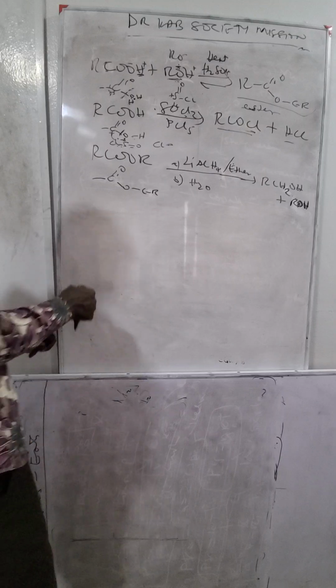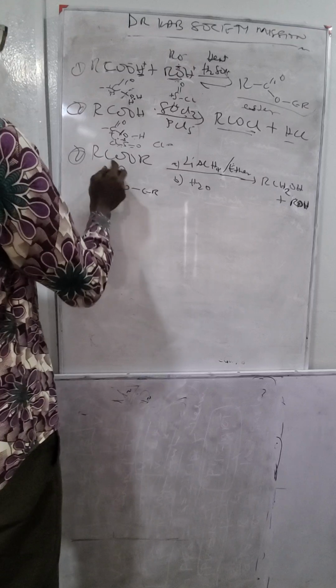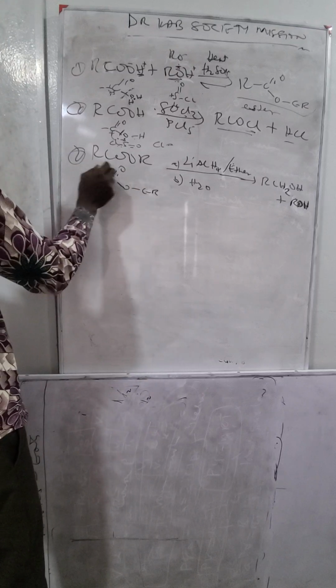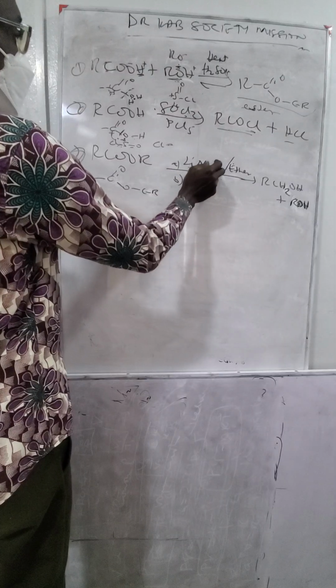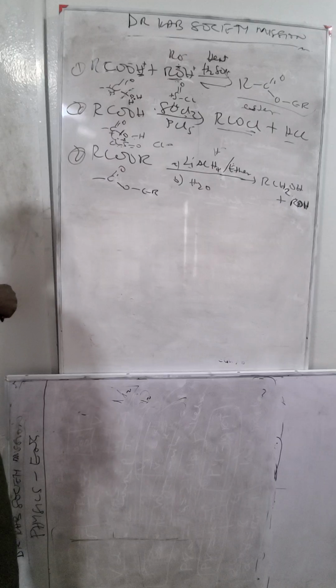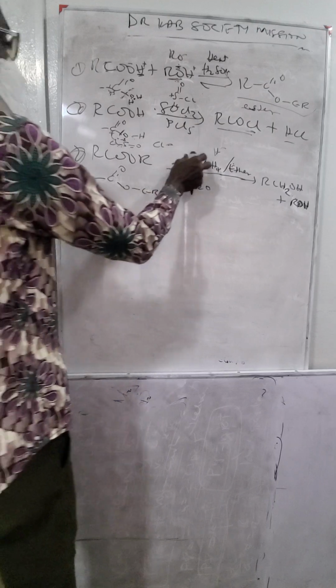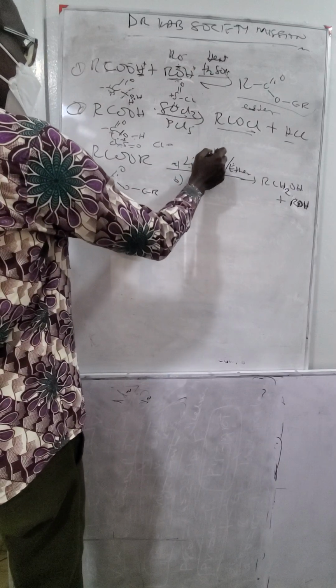So let's look at the next one. So this one, these two, the next one. Here we have the ester. Now look at this lithium aluminum hydride. This hydride is the hydrogen anion. Okay, so hydrogen anion. This is a good giver of hydrogen anion.